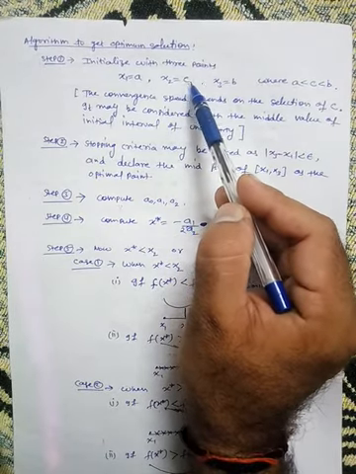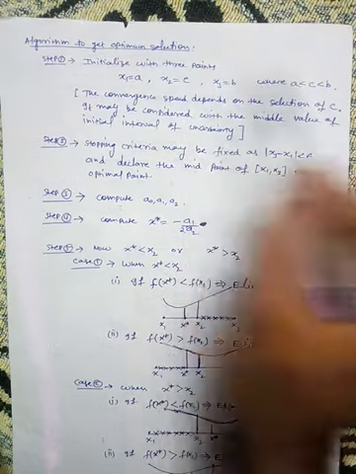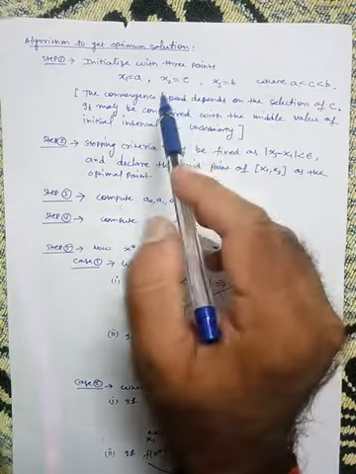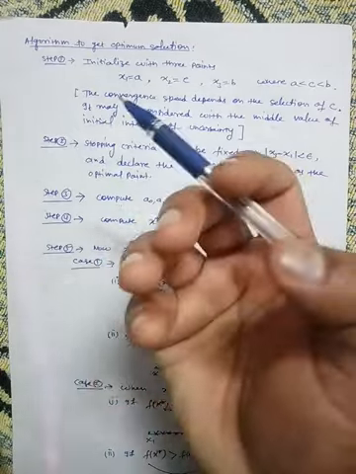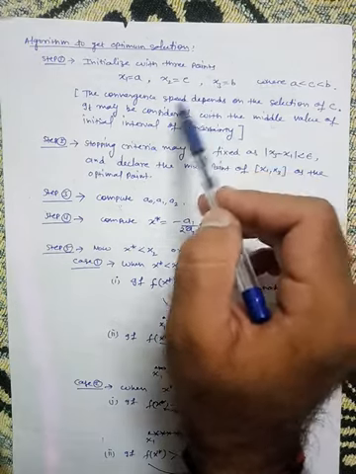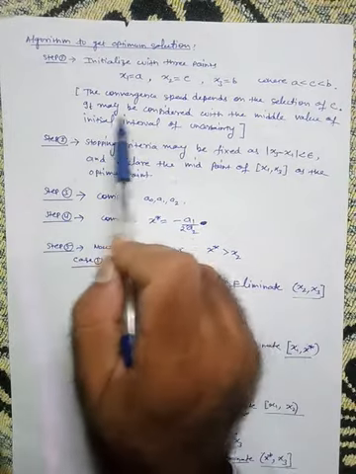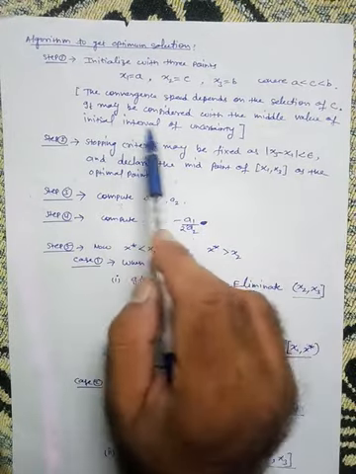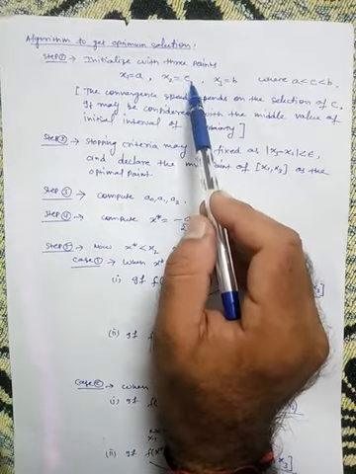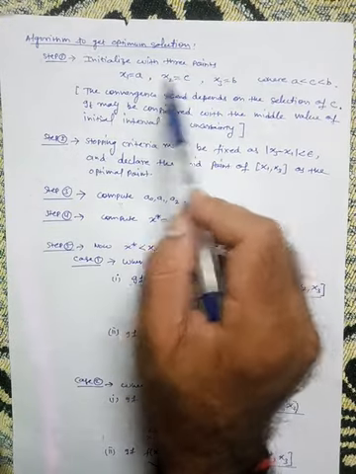If c is near the optimum solution, then the number of iterations will be less. But if c is far from the optimum solution, then obviously the number of iterations will increase. That's why, depending upon the choice of c, iterations may be fewer or large. So the convergence speed depends on the selection of c. It may be taken as the middle value of the initial interval of uncertainty. That means to avoid any bias, we generally take the midpoint of a and b as the point c. So c is basically the midpoint of a and b.